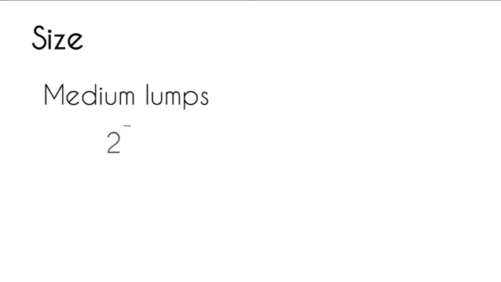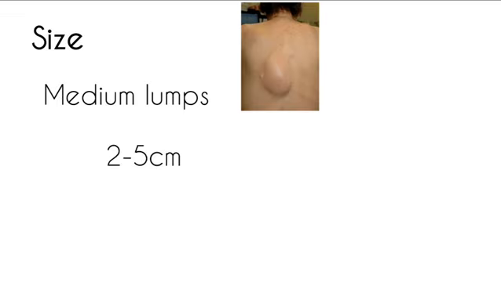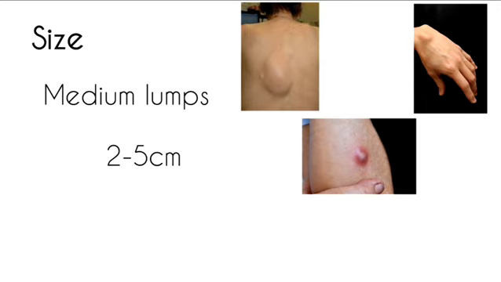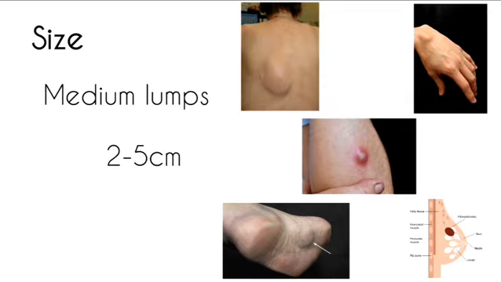Medium lumps are approximately 2 to 5 centimeters in size. The most common causes are mature lipomas, enlarged lymph nodes, ganglionic cysts, abscesses, fibromas, or fibroadenomas. Red flags to consider amongst medium-sized lumps are non-tenderness, fixation, hard lesions, and other symptomatic symptoms.